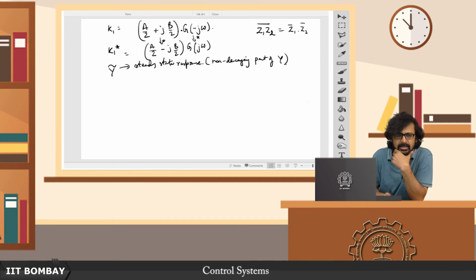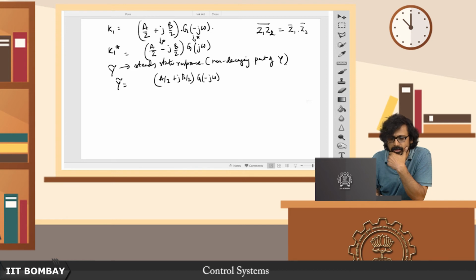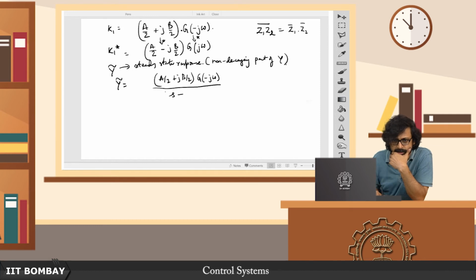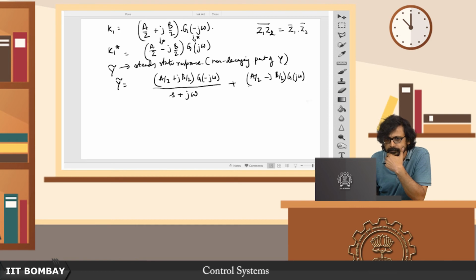Alright, so now having seen that, what can I write this as? Therefore, y tilde is going to be this, a by 2 plus j b by 2 times g of minus j omega. Remember, this is all a constant because this omega is a fixed number, by s plus j omega, plus a by 2 minus j b by 2 times g of j omega upon s minus j omega.